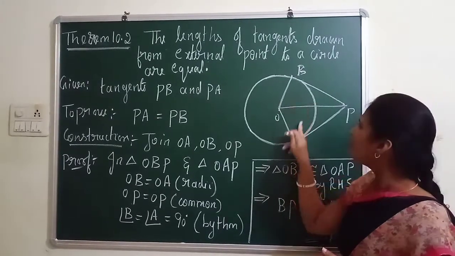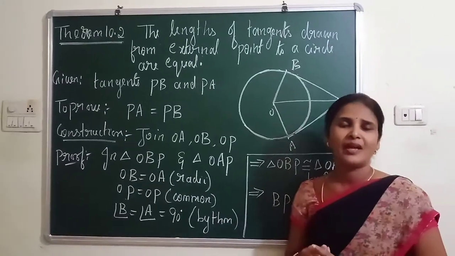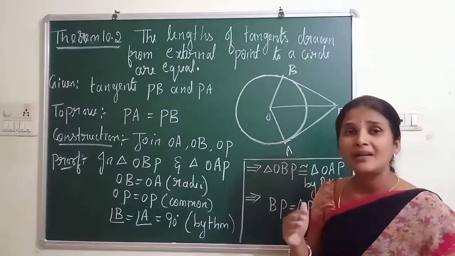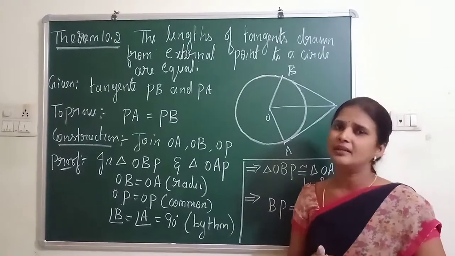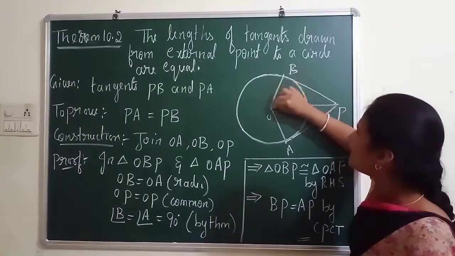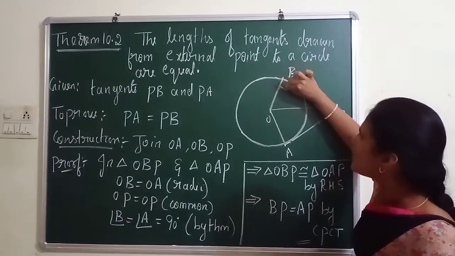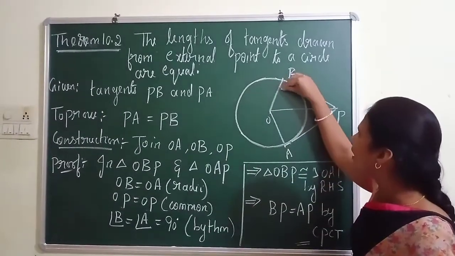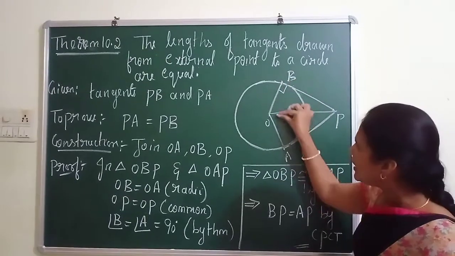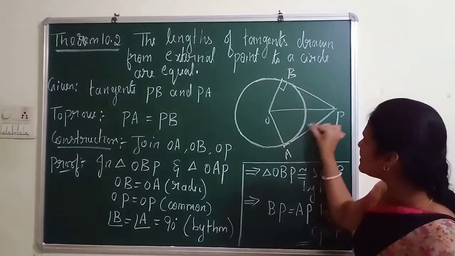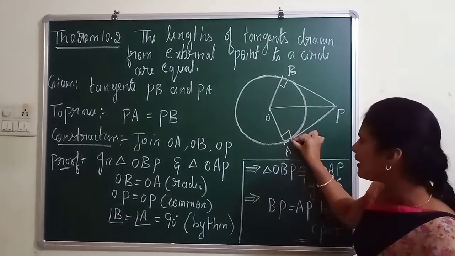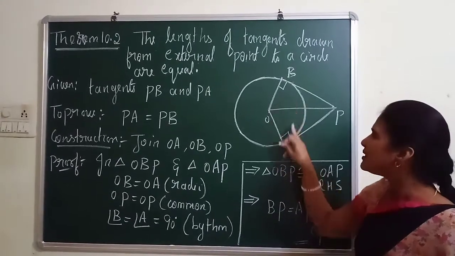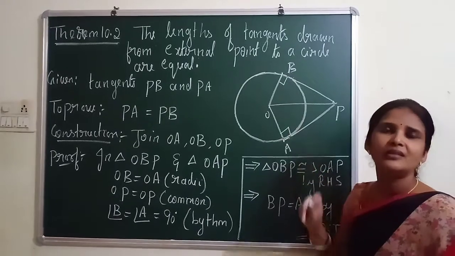So you can see that 2 triangles are formed. Can you guess what type of triangles they are? Yes, they are right angle triangles. So where is the angle of 90 degrees? As I proved in theorem 10.1 that the radius is perpendicular to the tangent, I can tell that angle B is 90 degrees, and also OA is a radius and AP is a tangent. So I can tell that angle A is also 90 degrees. In this way, I got two right angle triangles.